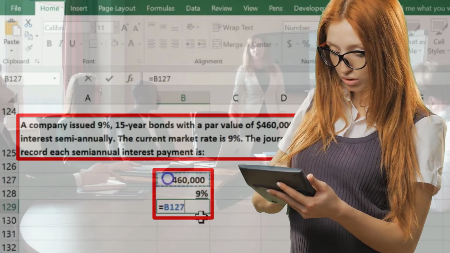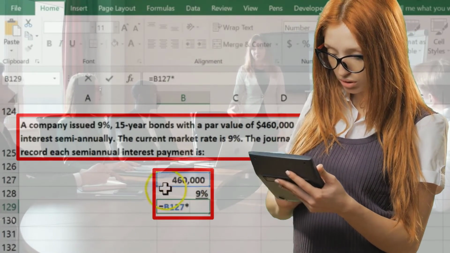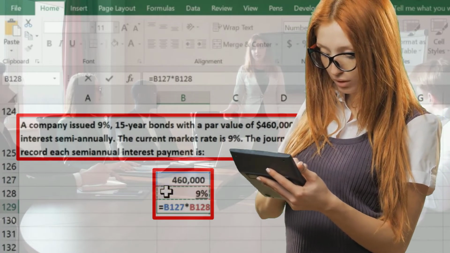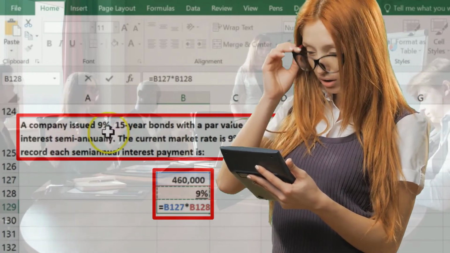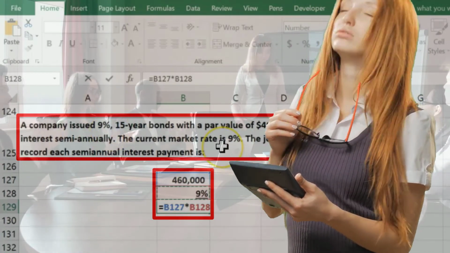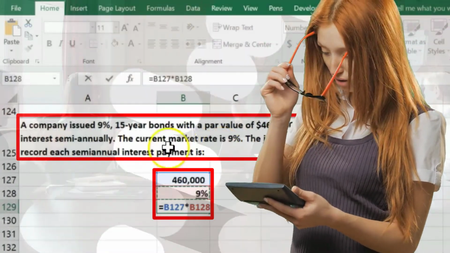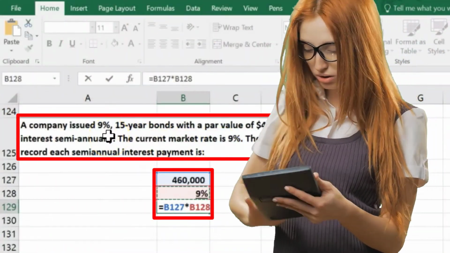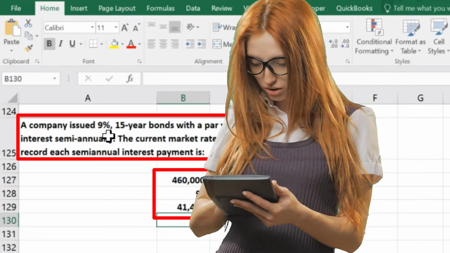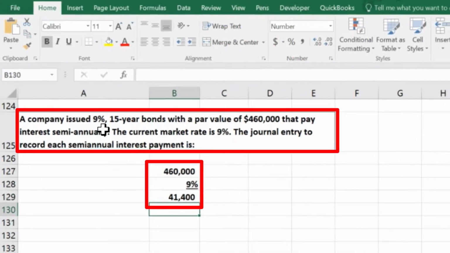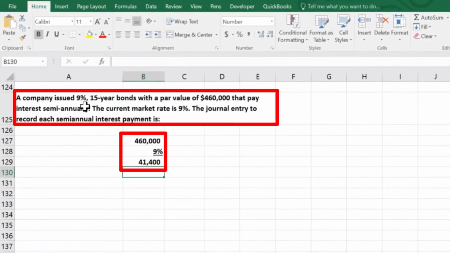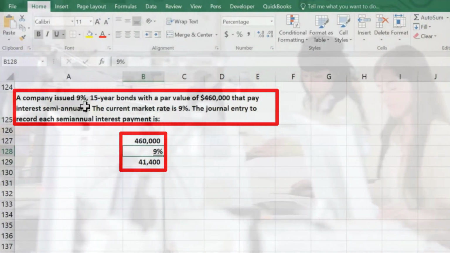We've got the 460,000 times the 9%. And just so you know, the 9% here is the bond rate, not the market rate. So although they're the same number, we're using the bond rate 9%, not the market rate 9%. Those will not be the same very often. So that would be interest for a year. So remember that 9% means interest for a year.